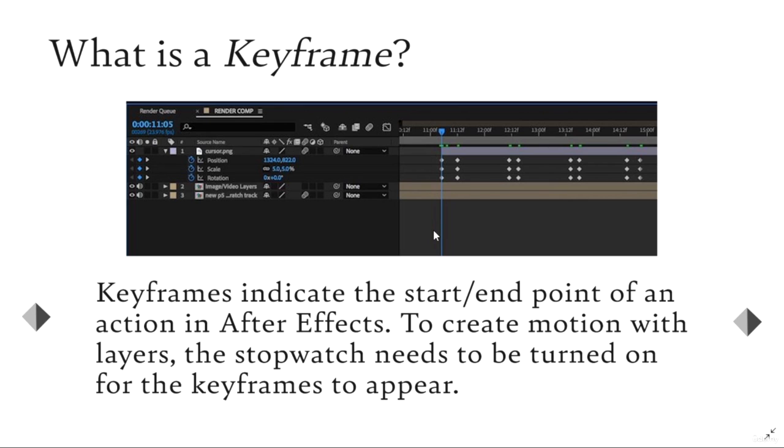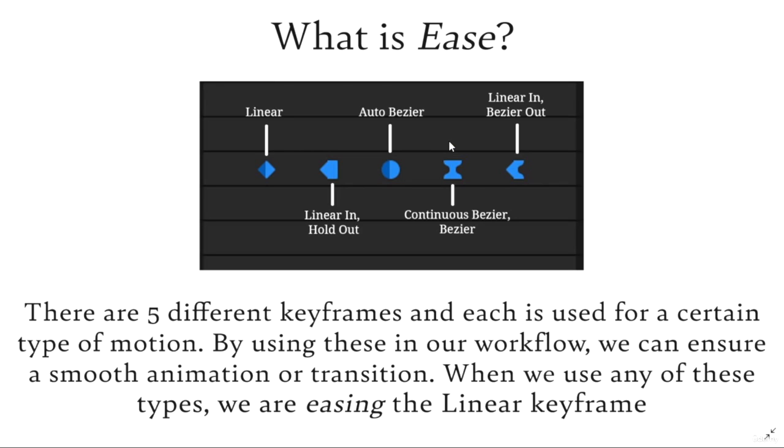Now that we know what keyframes are, let's look at the types of keyframes. There are 5 types, as you can see on the screen. I call it ease because when you change the common keyframe, which is a linear one, to any one of these, you're easing that keyframe. This is just a regular one; once I ease it, it will turn into one of these. These are the 5 main keyframes. There are other types too, and we'll learn those in the tutorials, but for now, let's get to know these 5.